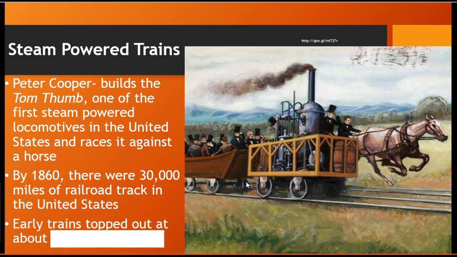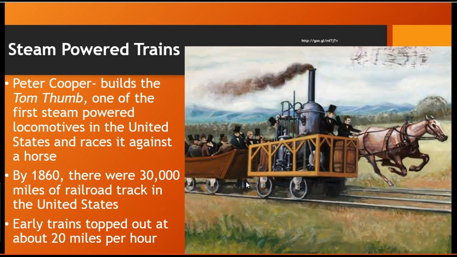In fact, by 1860, there's 30,000 miles of railroad track in the United States. And the early trains went all the way up to 20 miles per hour, which may not seem like a lot to you or me because we drive cars around today at 65 or 70 miles an hour. But 20 miles an hour back then was unbelievable.